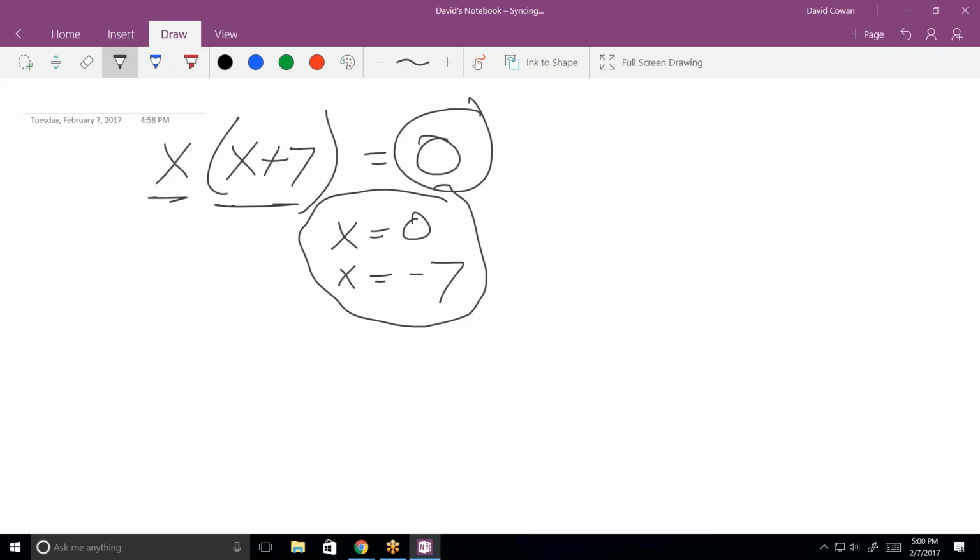Sometimes with equations, especially if you have radical signs, one of these solutions will be called extraneous, and it's not valid. If you plug it back in, it doesn't meet the requirements for an equation. All right, what else you got?